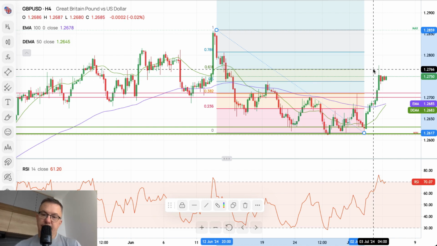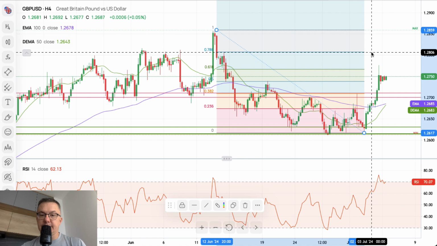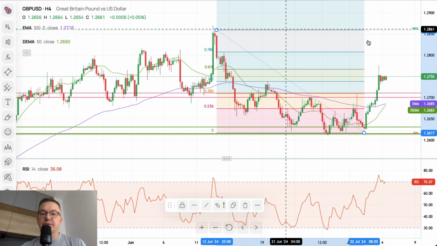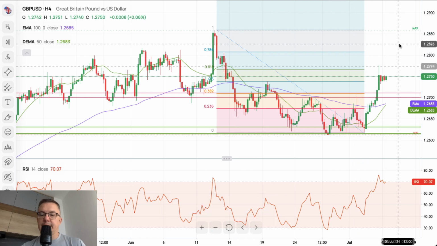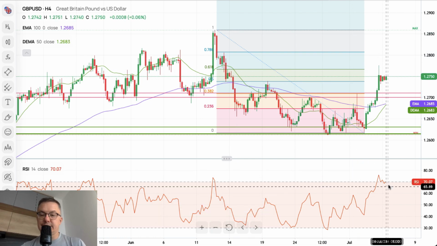The 61% Fibonacci retracement is located at 1.2766. We still want to see the test of the 78% Fibonacci retracement at 1.2806, and then of course the market would be ready to test the swing high at 1.2859. Momentum is strong, momentum is positive.